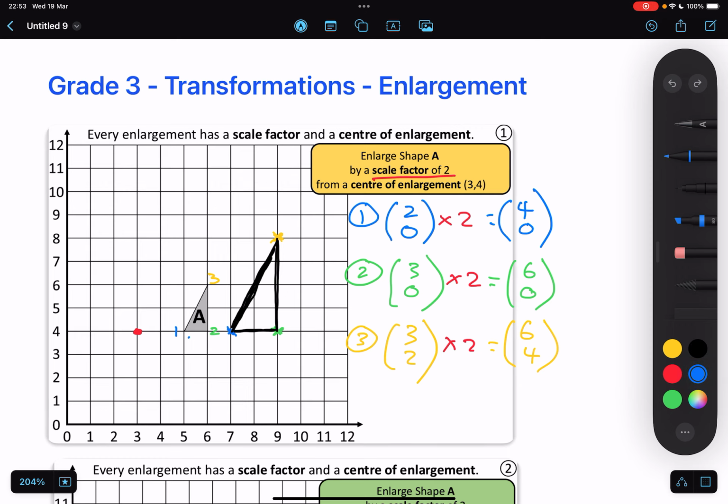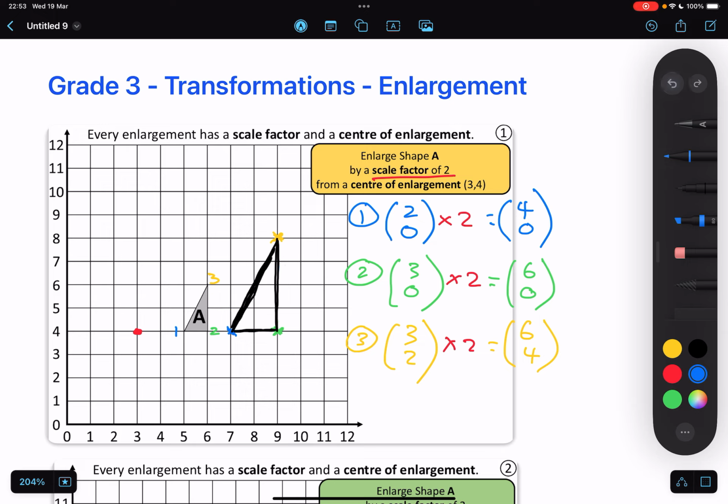So over here where we've got 1 unit, over here we've got 2 units. So yes, it is twice the size. Not just that, but over here where we have 2 units, over here we've got 4 units. So yes, it is twice the size. So the check makes sense.